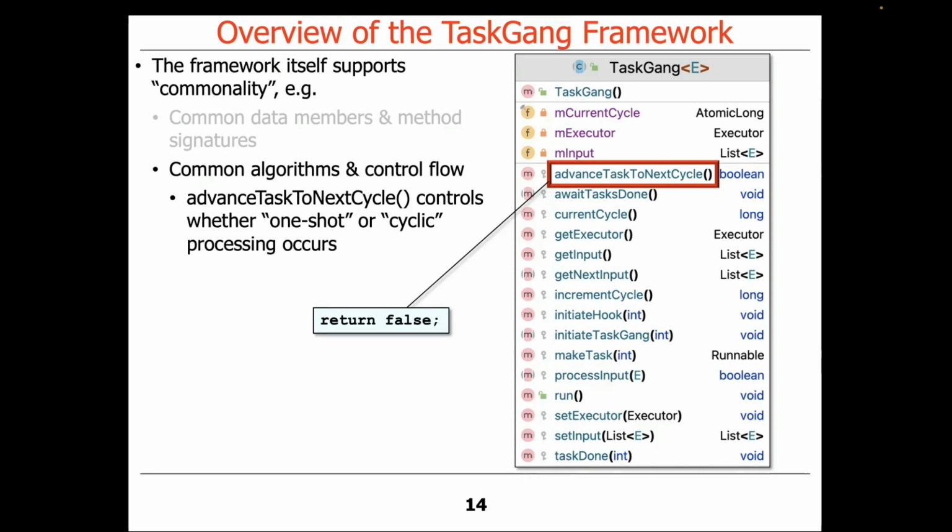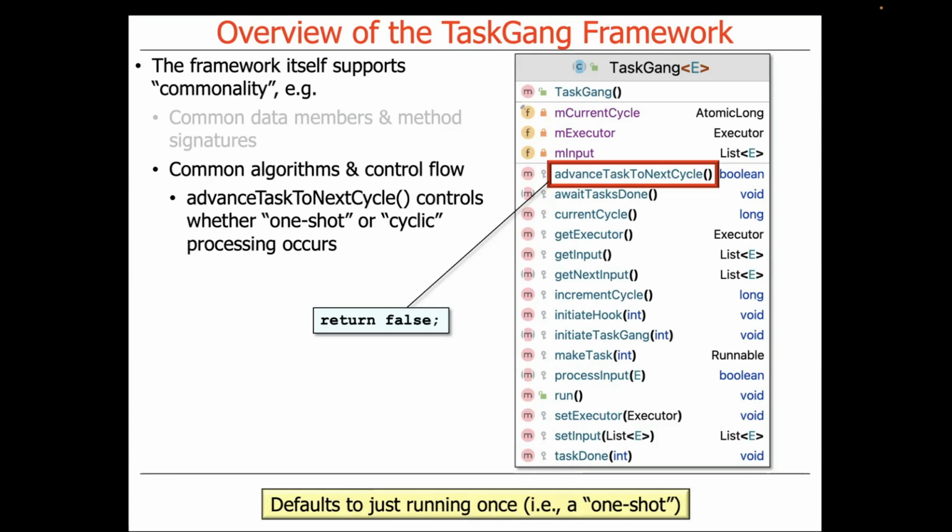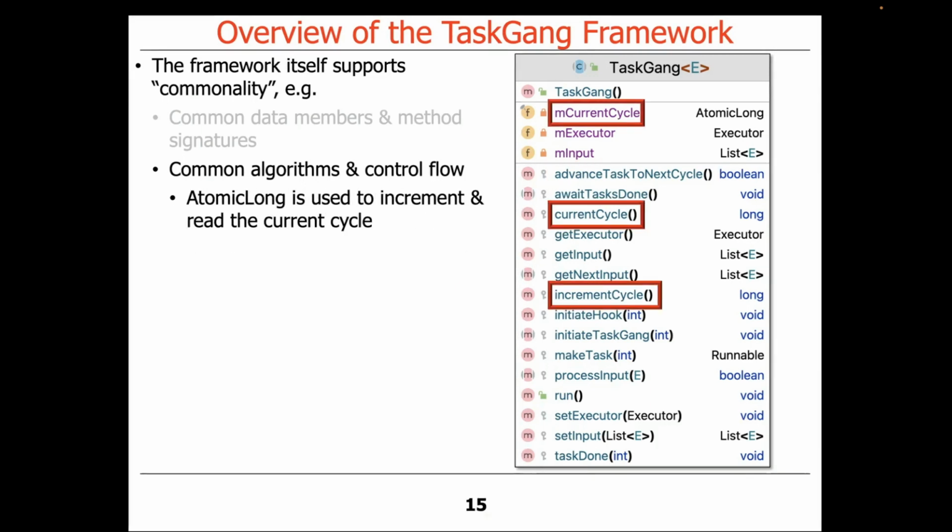By default, we don't do cycles. We just do it one time. So the default is just a one-shot operation. Then we also define an atomic long that's used to increment and read the current cycle. So we've got an atomic long and some methods to manage it. And this keeps track of the cycle count, which is useful for debugging.